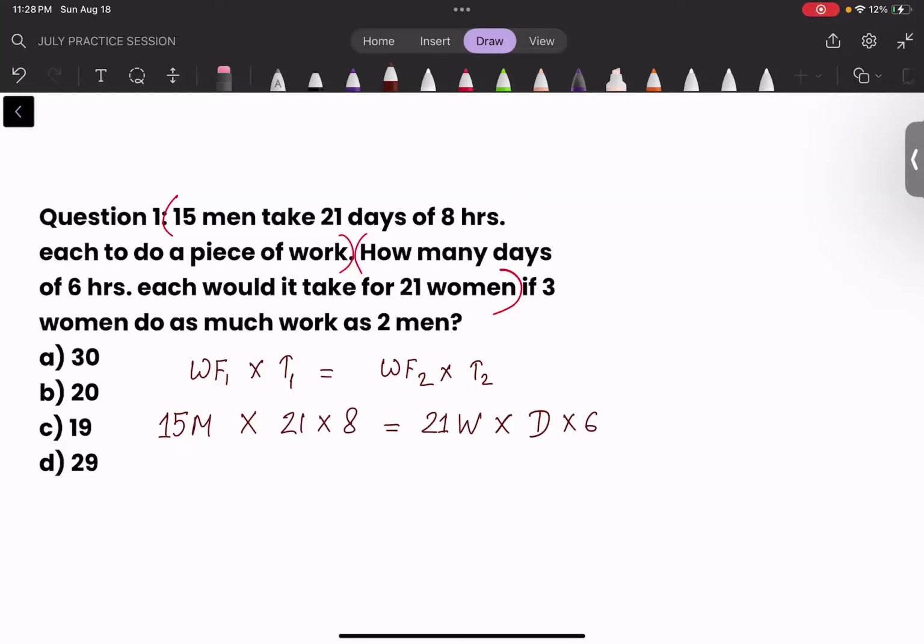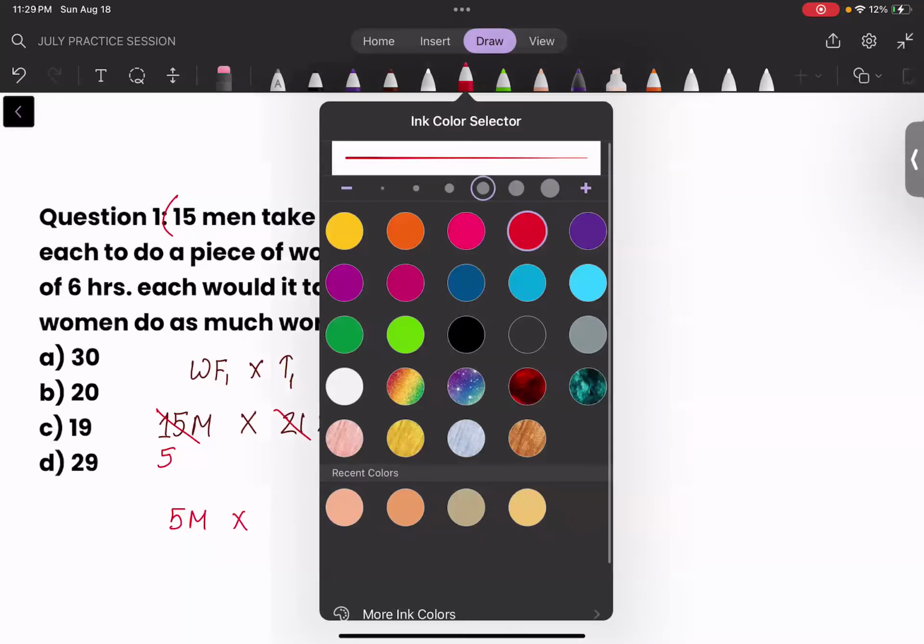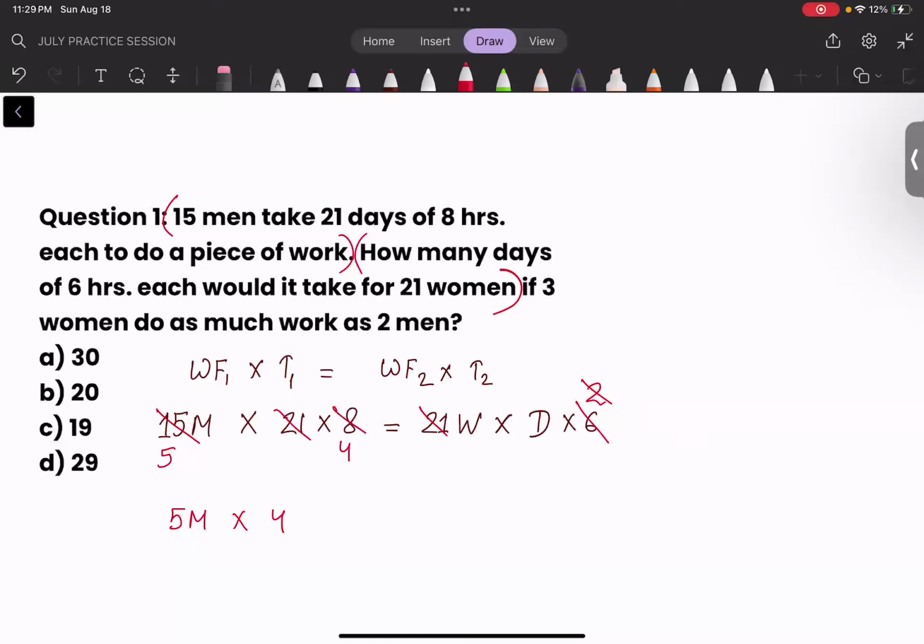Let's simplify this a little bit, then we will solve. 3 and 21 will cancel. 3 into 2, 3 into 5, and 2 into 4. Okay. So 5M into 4 equals W into D. All right. This is one equation.